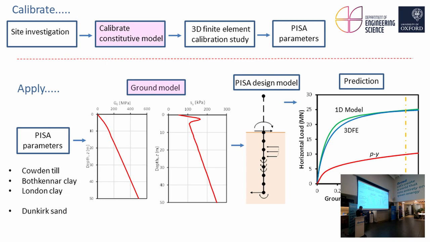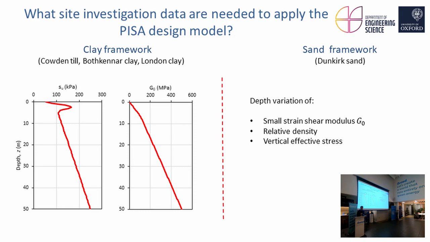And the neat thing is that down at the bottom, you can see that red line, the p-y line. That's what you get in this case with the standard p-y method, which I think, as Mike mentioned, is actually regarded as quite a conservative method. So that's the clay framework, and then on the right, the sand framework works exactly the same. What's needed is the small strain shear modulus, relative density, and vertical effective stress as we go down the length of the pile.